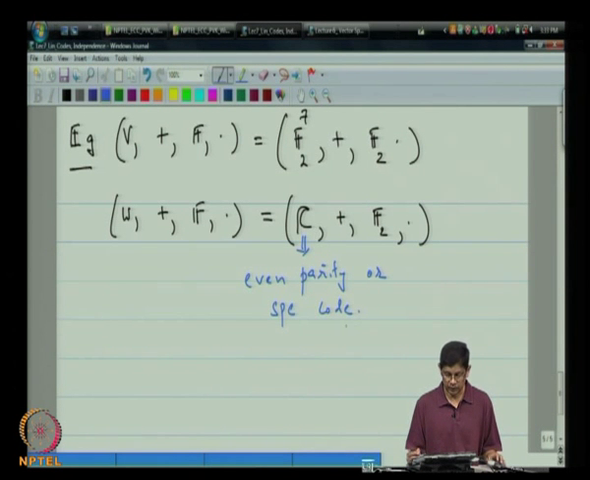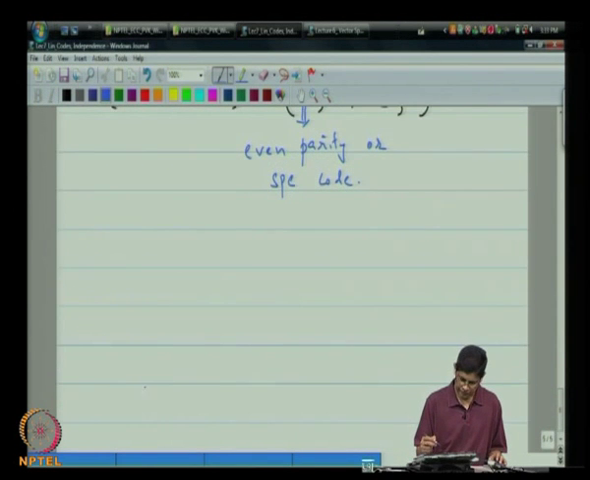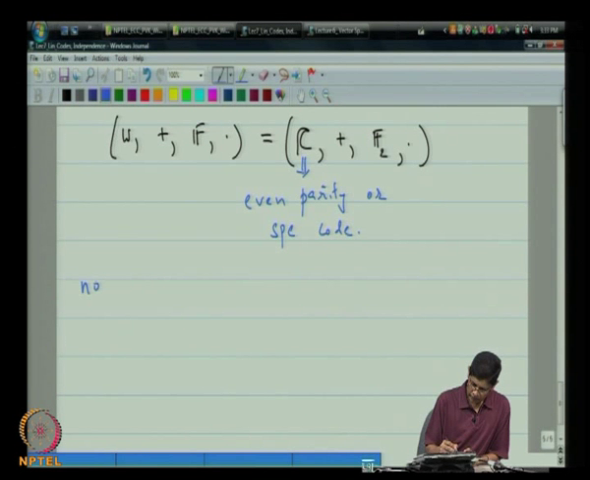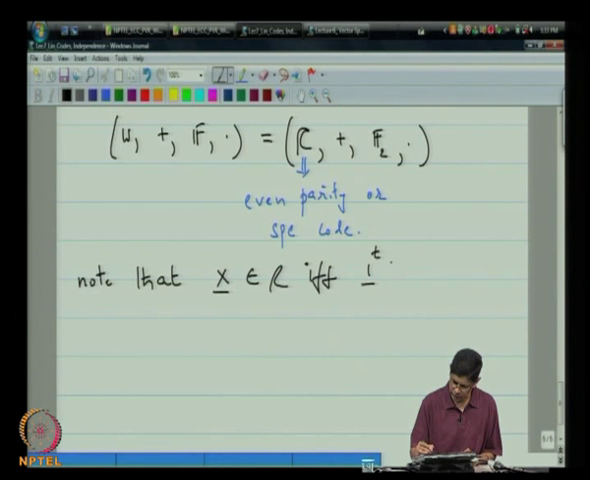Now, there is a simple way to do it, and that is to say that note that X belongs to C if and only if 1 transpose X is equal to 0, which is the same as saying that sigma x i, i equal to 1 to 7, is equal to 0. Okay. So, we will actually use this equation here.